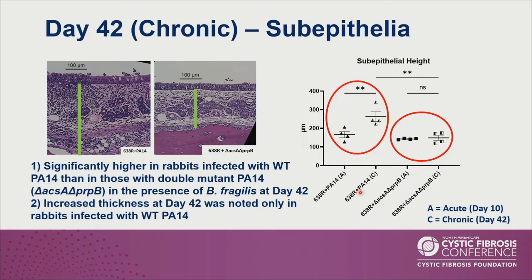The increased thickness at day 42 was only noticed in the wild type groups. In the mutant group, there's not much difference in the subepithelial layer between the acute and the chronic.